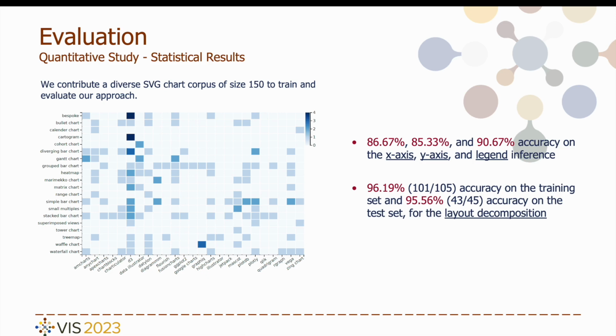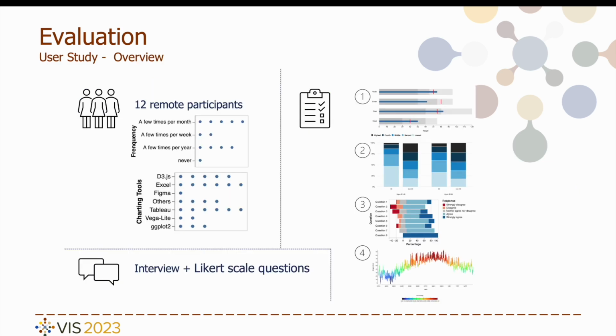On this dataset, we have achieved more than 85% accuracy for reference element inference and around 96% accuracy for layout decomposition. Please refer to the paper for more details on the dataset and how the training and test submission is managed. We also conducted a user study to evaluate the usability of Mystique.